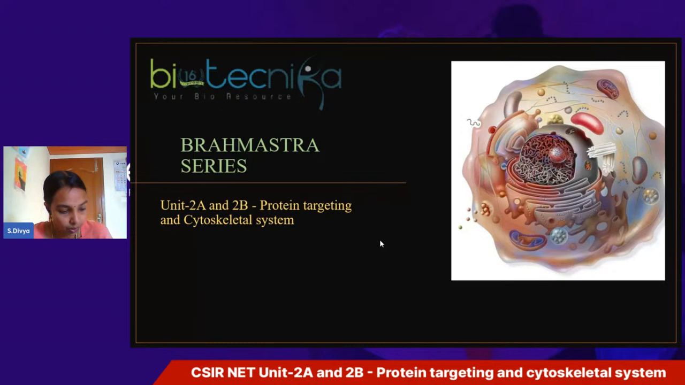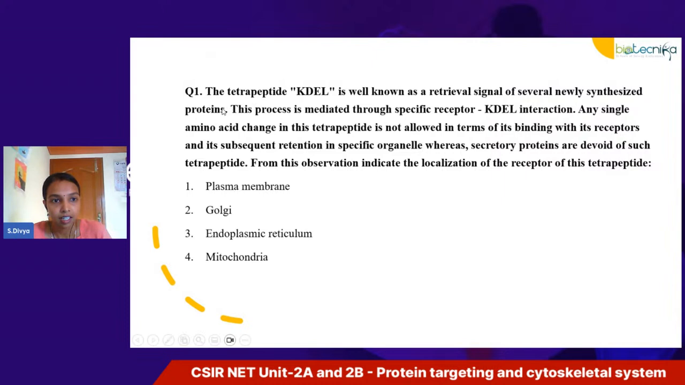Okay, let's start with our first question. The tetrapeptide KDEL sequence is considered to be a well-known retrieval signal for several newly synthesized proteins. This process is mediated through a specific receptor, so we have KDEL interaction with that. Any single amino acid change in this tetrapeptide is not allowed in terms of its binding with its receptors and its subsequent retention in specific organelles, whereas secretory proteins are devoid of such tetrapeptide. So, from this observation, you need to identify the localization of the receptor for this tetrapeptide sequence. That means you have to identify the KDEL receptor.